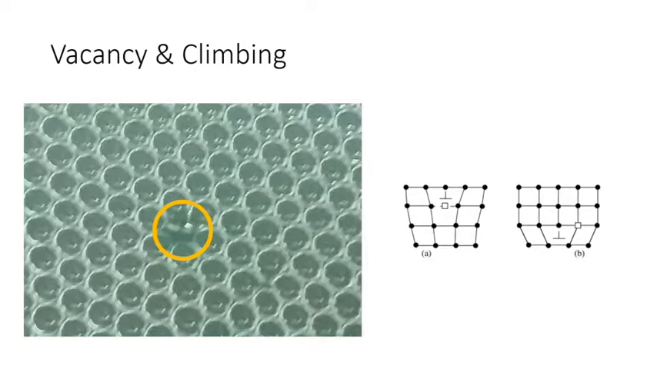Next, we have vacancy and a phenomenon called climbing. So, on the left in our bubble raft, you can see a picture of the vacancy, which is just a lack of bubble, and then on the right, we have a little diagram showing climbing. So the square is the vacancy and the T shape is the dislocation. So normally a dislocation can only travel horizontally, but because of this vacancy and the fact that it doesn't have to force through an atom and it can actually just move the vacancy with it, it can slide down.